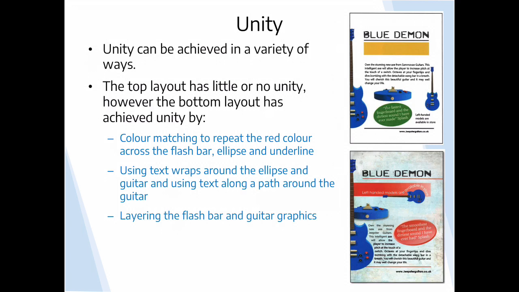The final way they've created Unity in that bottom publication is through layering. By placing items layered one on top of the other, not only does it create depth, which is another design principle, it also allows objects to be closer to one another. And by placing them one on top of the other, you automatically think they must be connected.